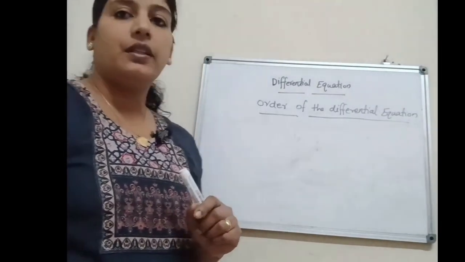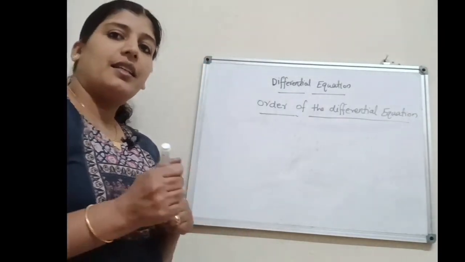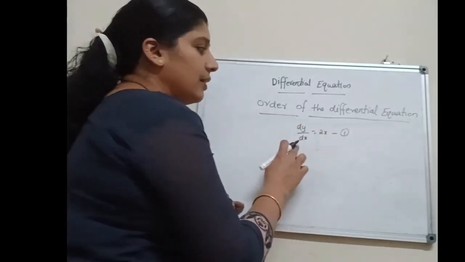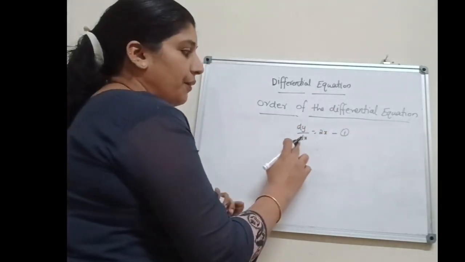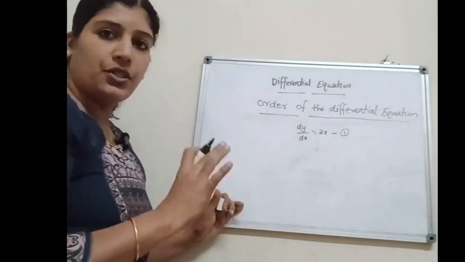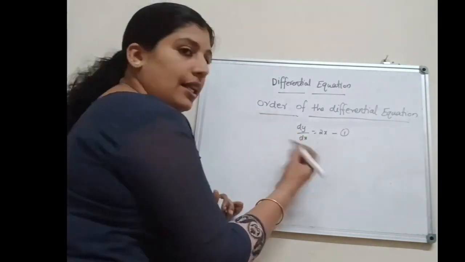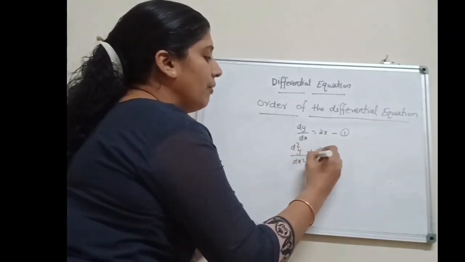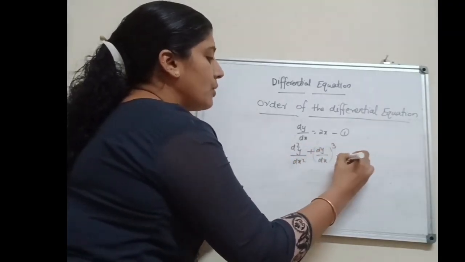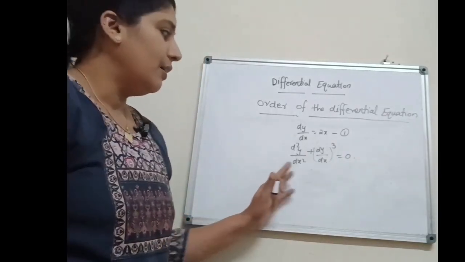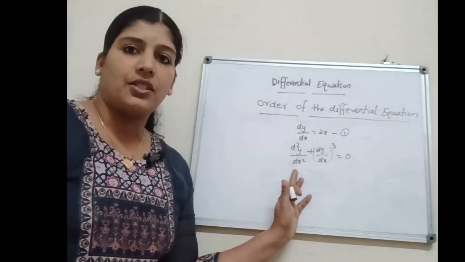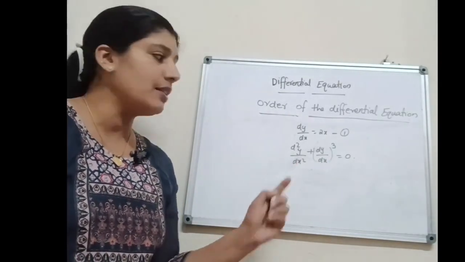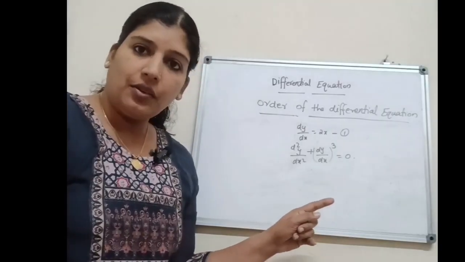Next, we have to define the order of the differential equation. Let us consider the differential equation dy by dx equal to 2x. This is a differential equation with a first order derivative, that is, dy by dx is a first order derivative. Next, consider another differential equation: d square y by dx square plus dy by dx whole cube equal to 0. Here first order and second order derivatives both exist. That is, dy by dx is the first order derivative and d square y by dx square is the second order derivative.